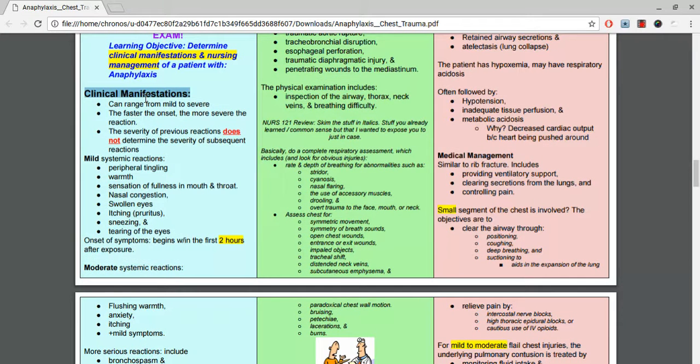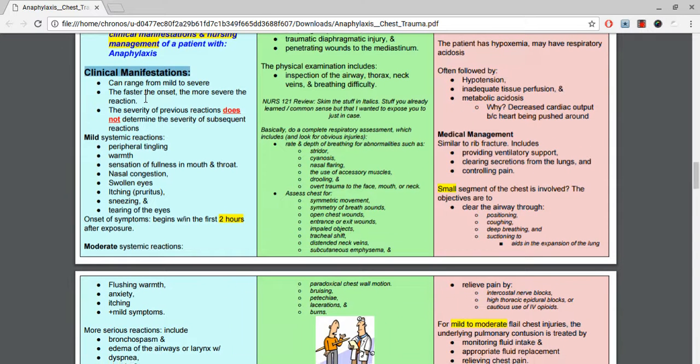Clinical manifestations. They can range from mild to severe. The faster the onset, the more severe the reaction. The severity of previous reactions does not determine the severity of subsequent reactions. So they could very well have had a mild reaction to, say, a bee sting 5 years ago, but that doesn't mean they're not going to go into anaphylactic shock if they get stung by a bee again. So take that into consideration.